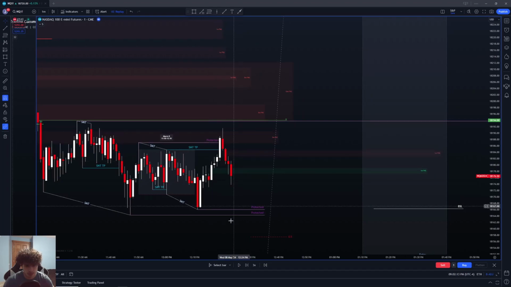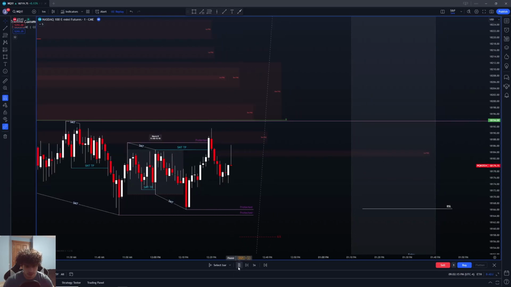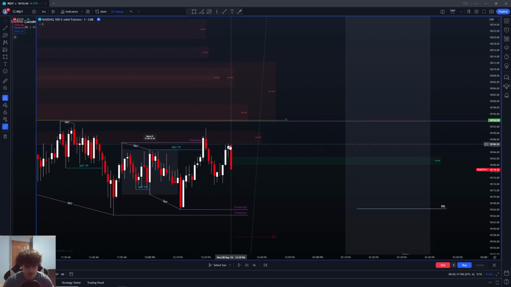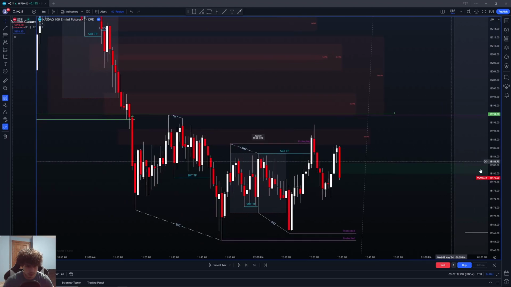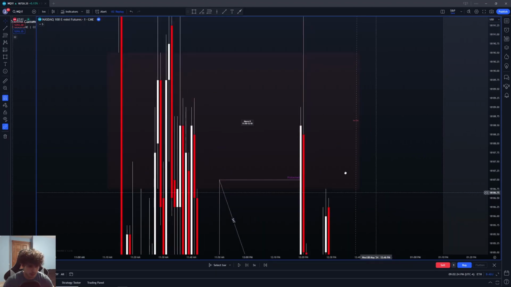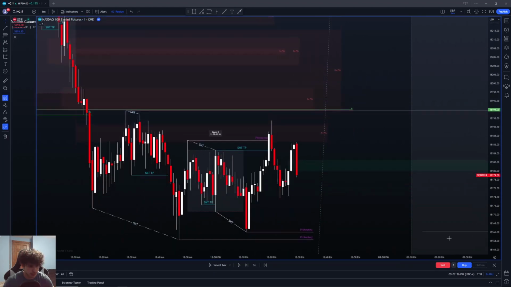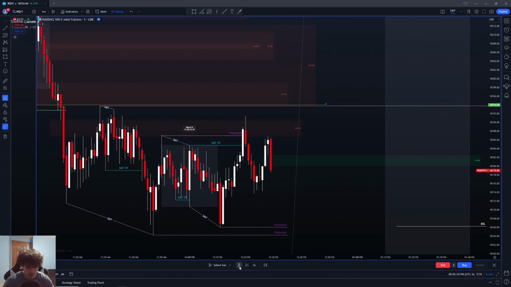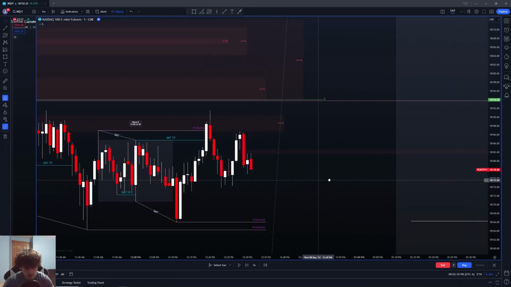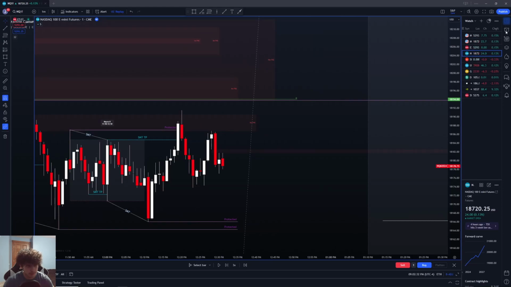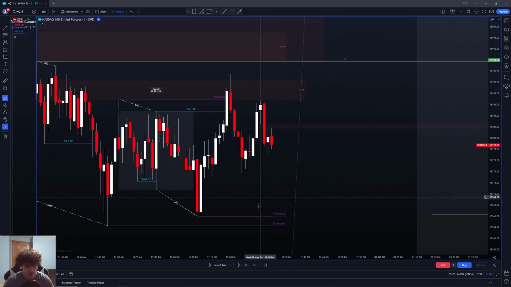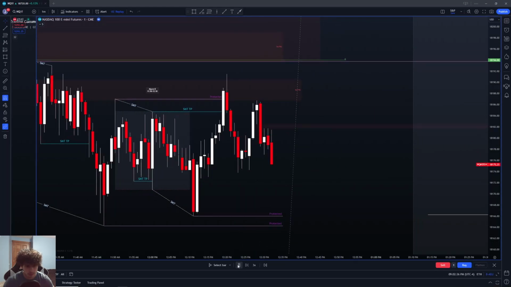So you can see this gets respected. Rebalance up to here. I don't think we tapped this again. Is this a tap? Sort of. It's right against it. Displacement down. Fair value gap. You could also look to enter in here to find a move lower if you get the entry.